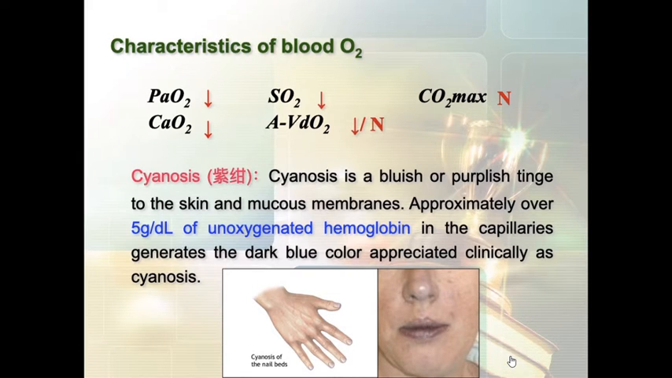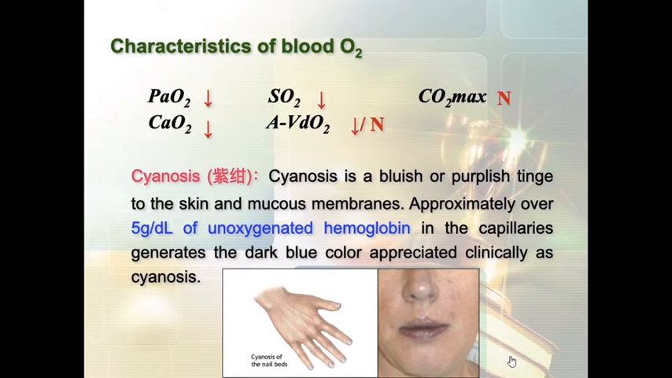The cyanosis is a clinical symptom naturally noticed by patients and clinical doctors. It's a bluish or purplish tinge to the skin and mucous membranes. Approximately over 5 grams of unoxygenated hemoglobin in the capillaries generates the dark blue color appreciated clinically as cyanosis.